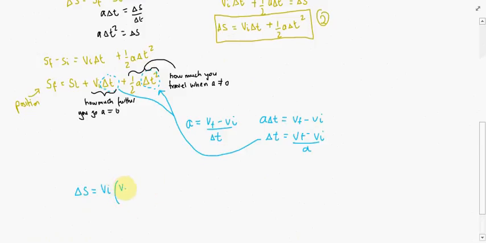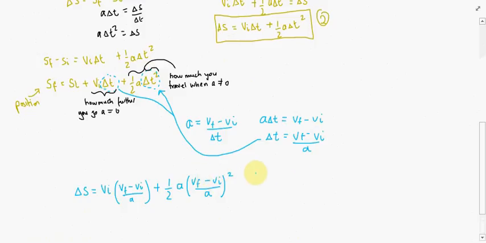So it's this final velocity minus initial velocity over acceleration plus 1/2 a and delta t squared, but remember delta t is now all of this. So it's Vf minus Vi over a, and it's all of that squared. Alright, so I will need to multiply this out. So this Vi multiplied by all of this, and I'm going to have to square this.